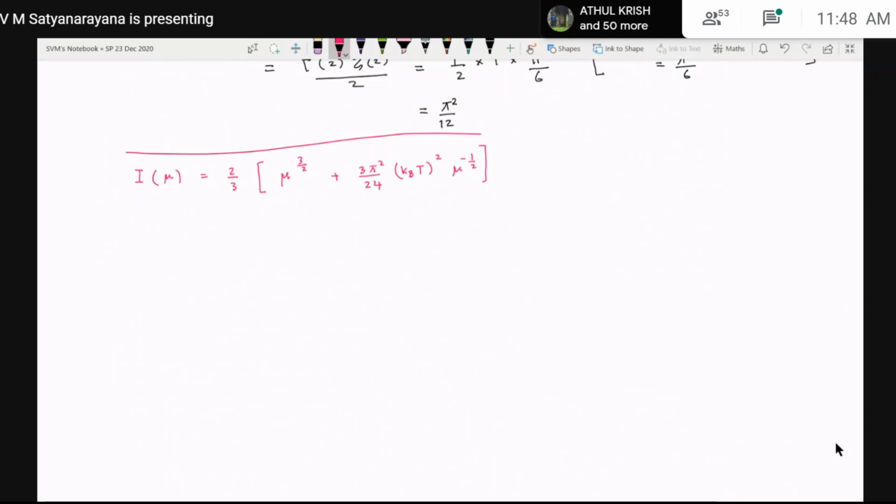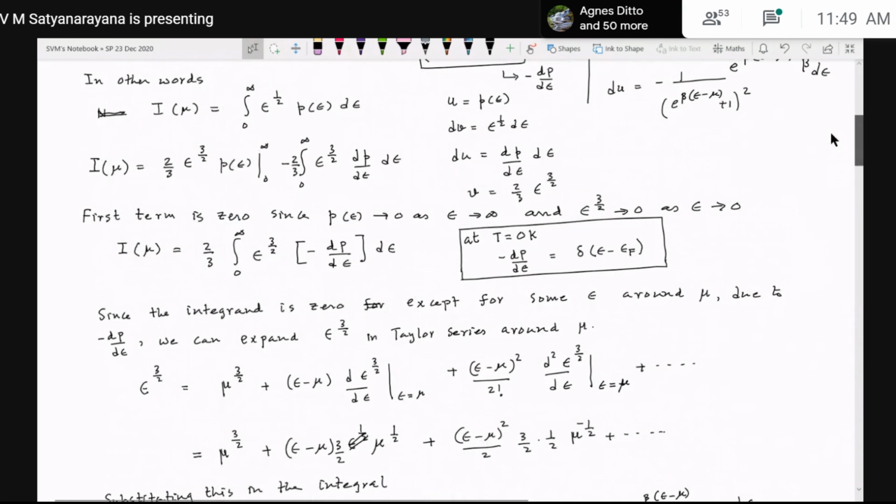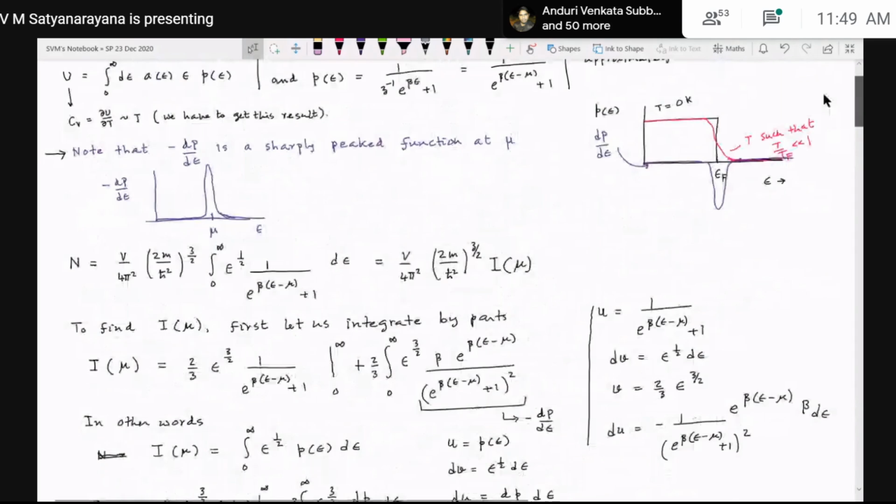What is it that I have to do with this I mu? I have to go back and put it in the integral for n. I substituted this I mu here. I called this I mu this integral. So that means I have to now substitute this in the equation for n.